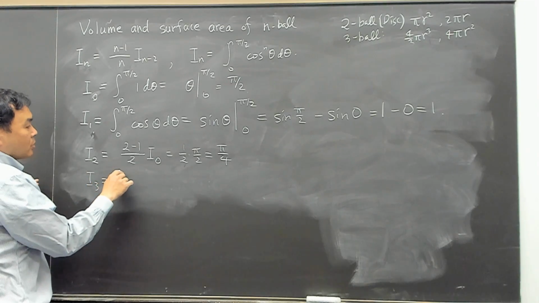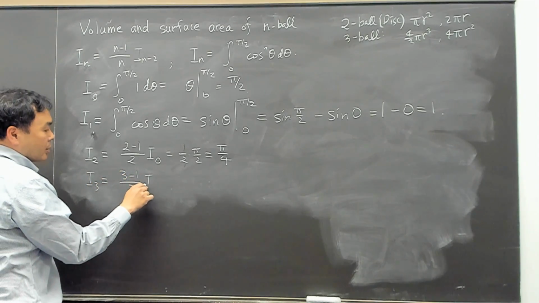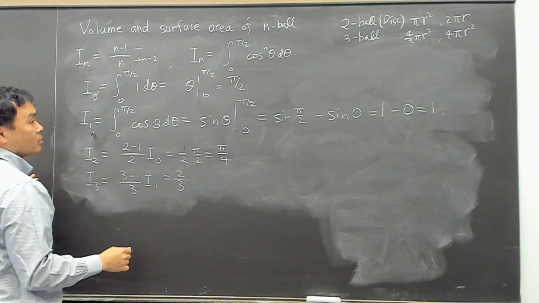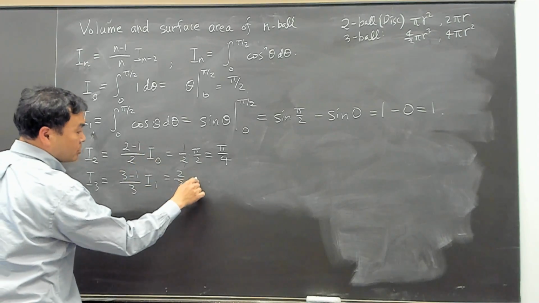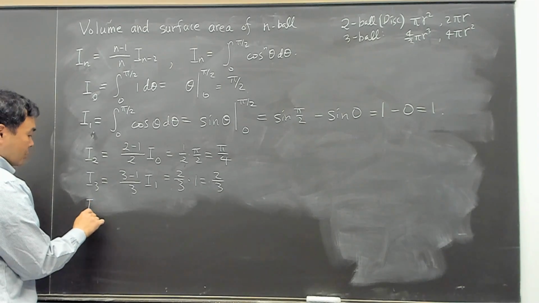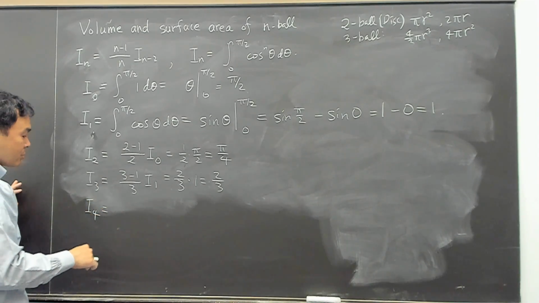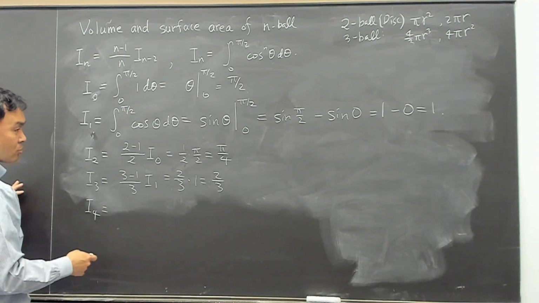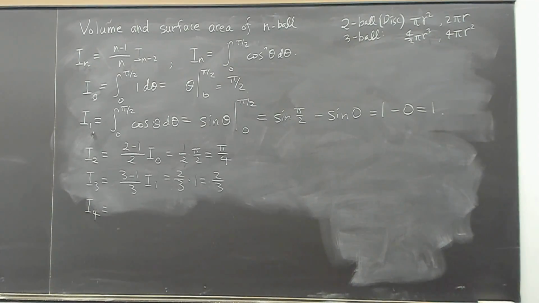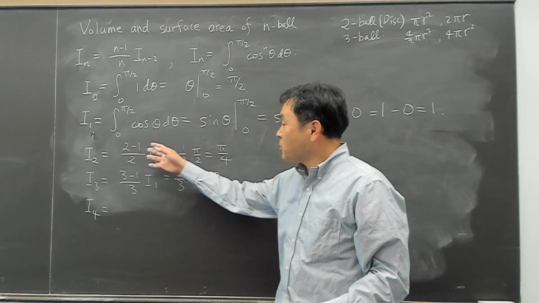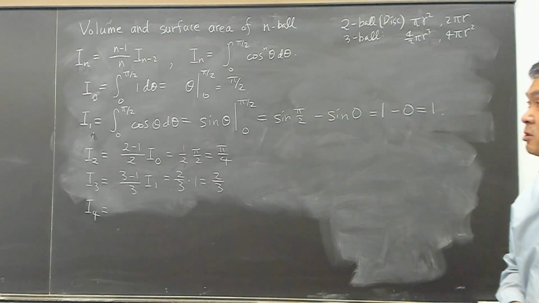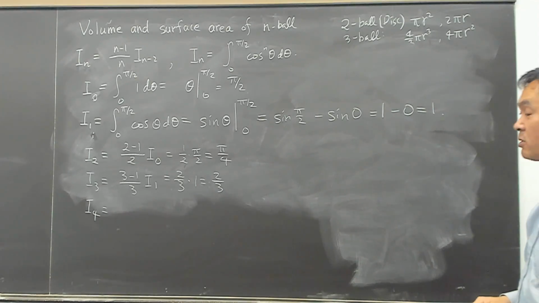Okay, let's do another one. I3. Well, (3 minus 1) over 3 times I sub 1, and that's going to be 2/3 times I sub 1, which is just 1, so it's 2 over 3. Okay, and you can kind of see that we can continue this forever and get I4, I5, and so on. But we also realize that there's a pattern which only holds for even and then odd separately. So we should really write down the formula for I_n for even and odd separately.